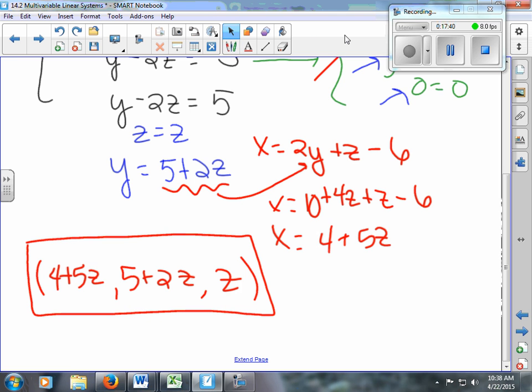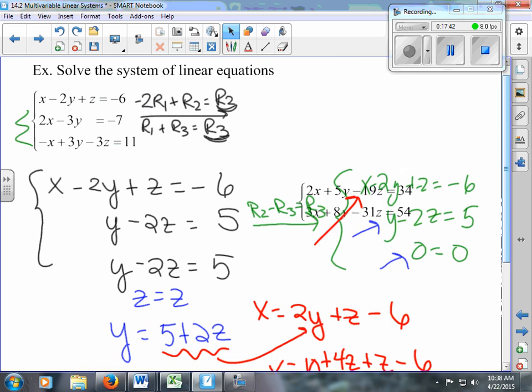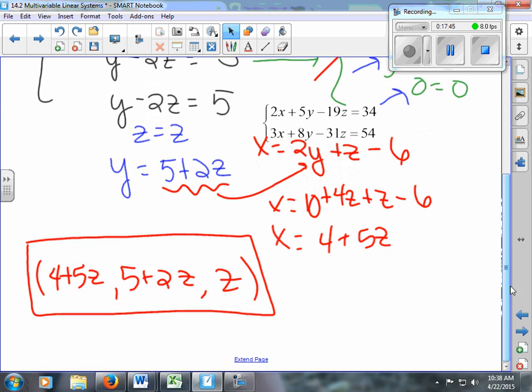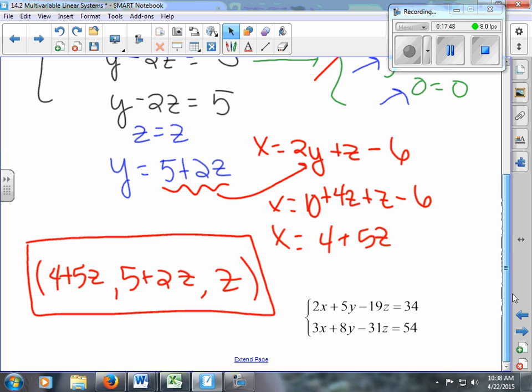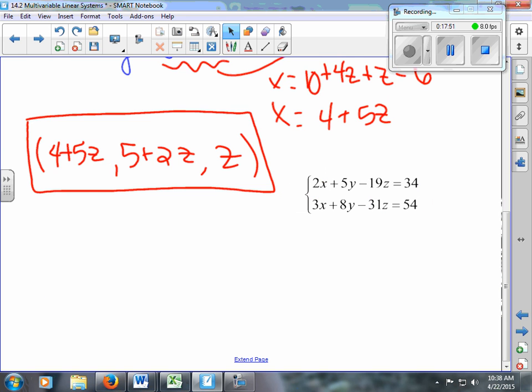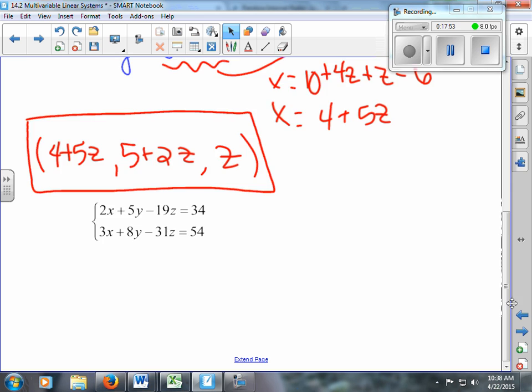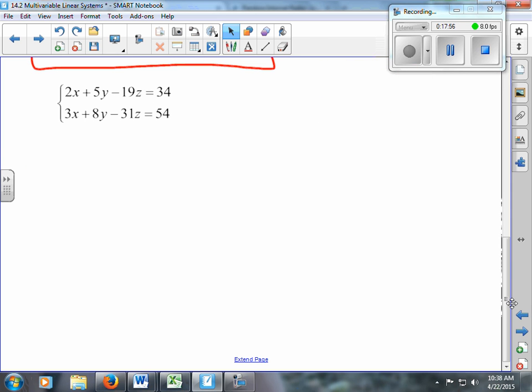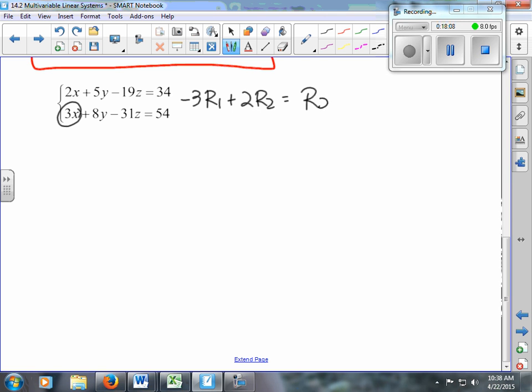Now notice that your last example is definitely going to have infinitely many solutions, and at best it's going to be a line like this. It could be just a plane in which each of these are direct copies of each other, but let's find out. So we're going to reduce this one as well. All I can do is eliminate the x in the bottom equation. So I'm going to take negative 3 row 1 plus 2 row 2, and that's going to be my new row 2. And I'm not going to change row 1. So I still have 2x plus 5y minus 19z equals 34.